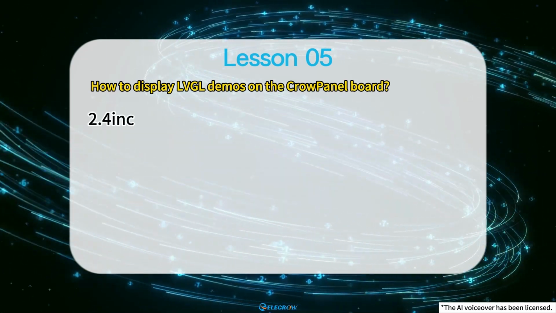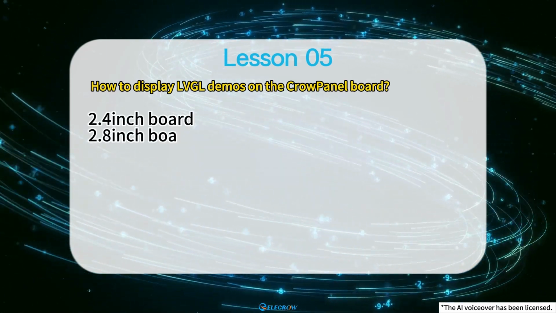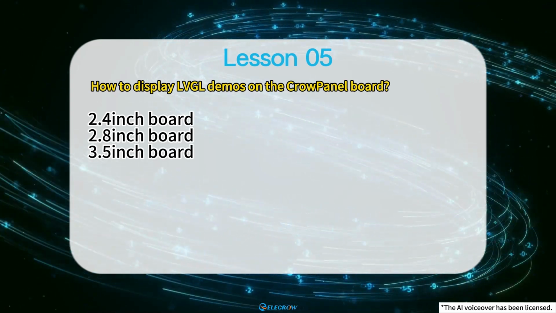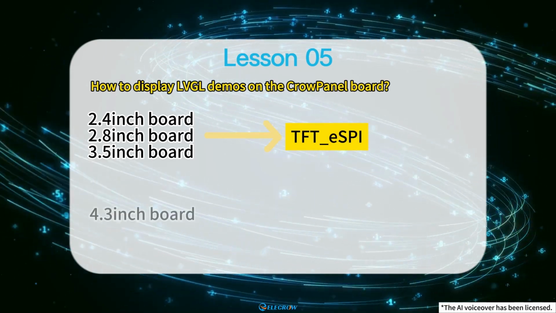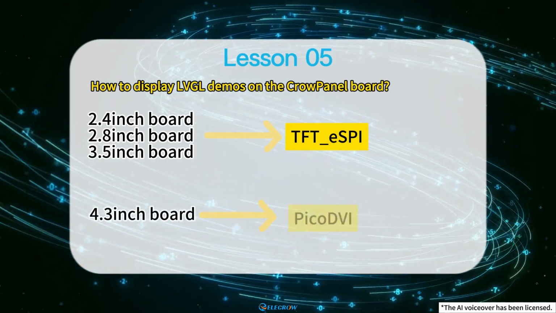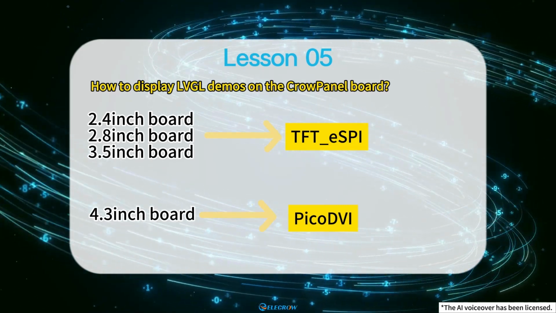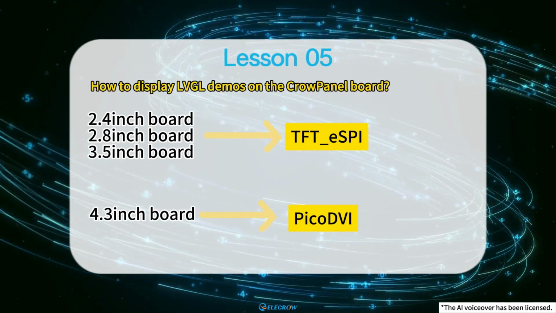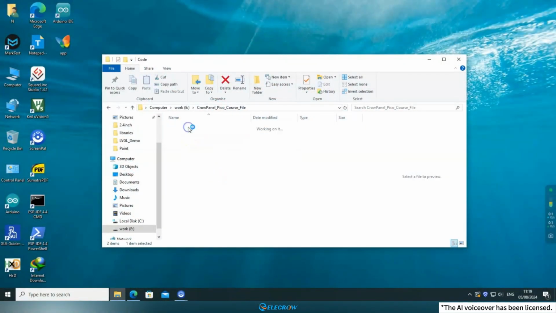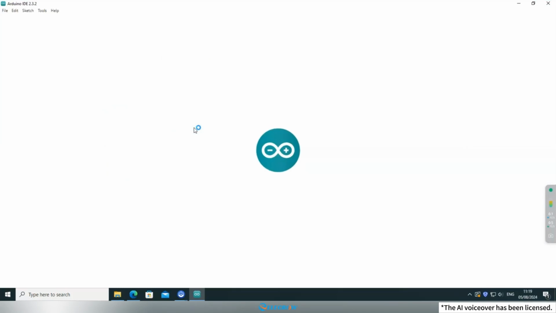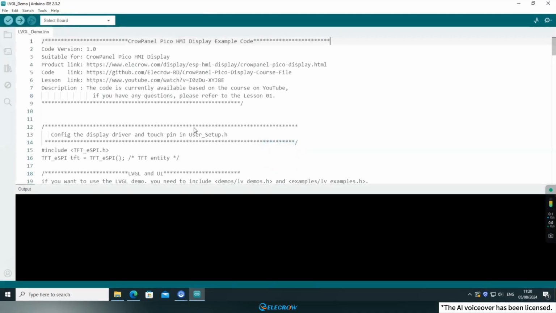Additionally, since the 2.4, 2.8 and 3.5 boards utilize display drivers provided by the TFT-eSPI library, while the 4.3 board employs display drivers from the Pico DVI library, I'll first demonstrate using the 2.4 board, and then follow up with the 4.3 board. First, let's locate the code for this lesson within the course files. Find the one for the 2.4 display and open it.